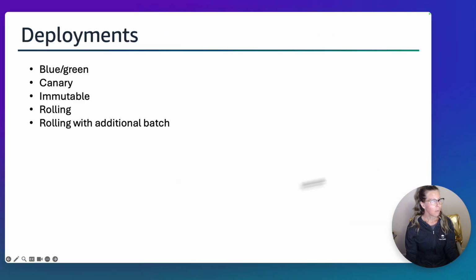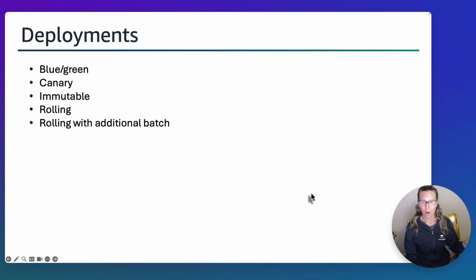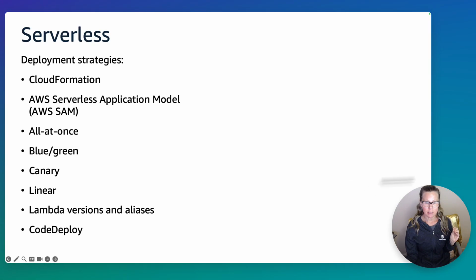Let's continue on with test statement 3.3, which is to use automated orchestration tools to set up CI/CD pipelines. So for this exam, also ensure you know how, when, and why to use the different deployment methods such as blue/green, canary, immutable, rolling with batch, and more. What are some deployment strategies for serverless?